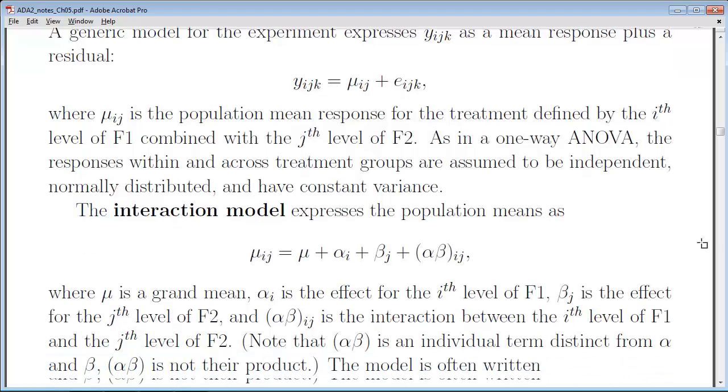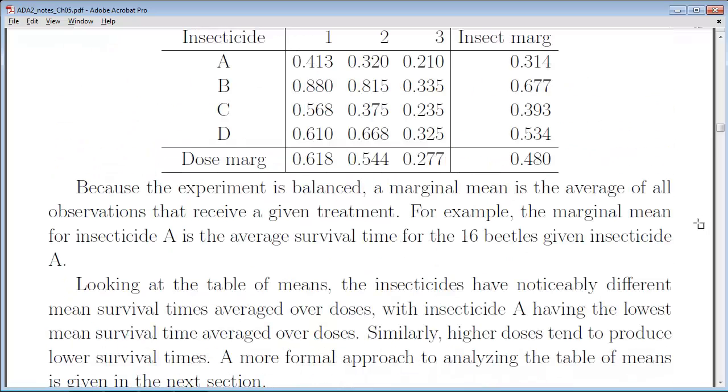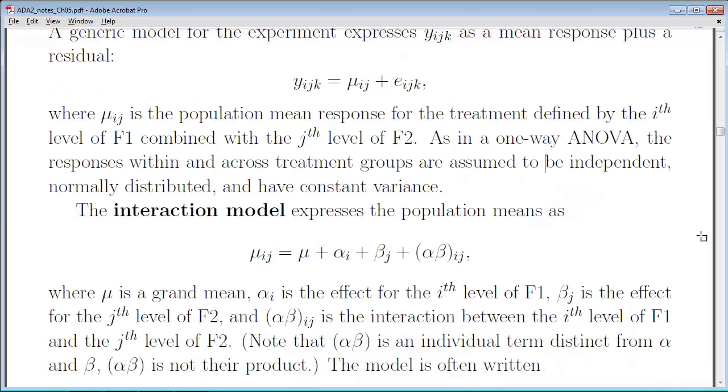In all of these cases, we're going to be looking at how we can take the mean for every cell and develop a structure for the mean. So this mu ij, we're going to break into parameters that we're going to estimate. Mu is the grand mean. So if I page up for a moment, 0.48 here is an estimate of mu. It's the grand mean over all insecticides and doses.